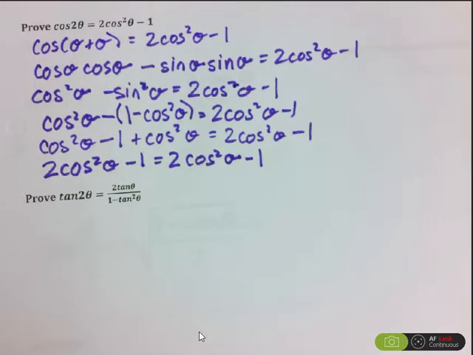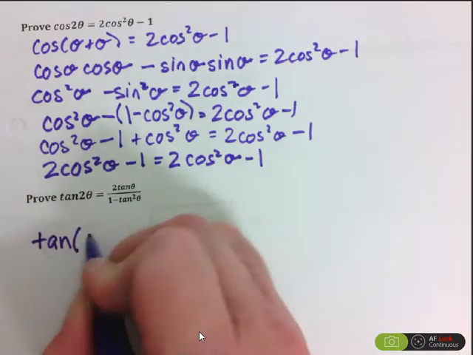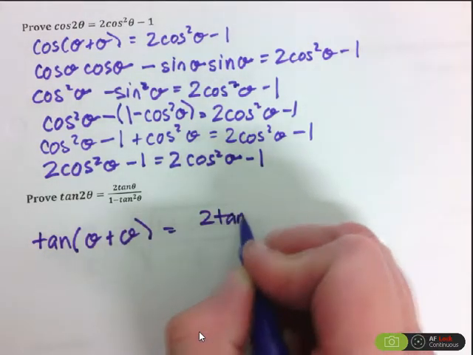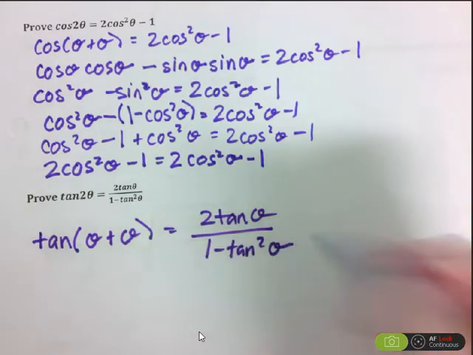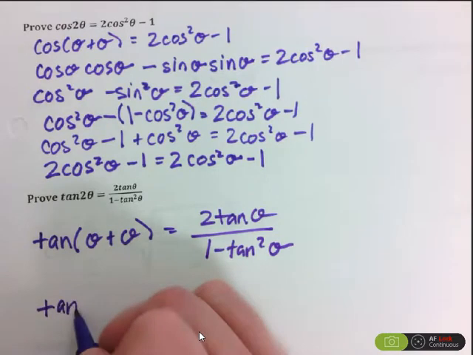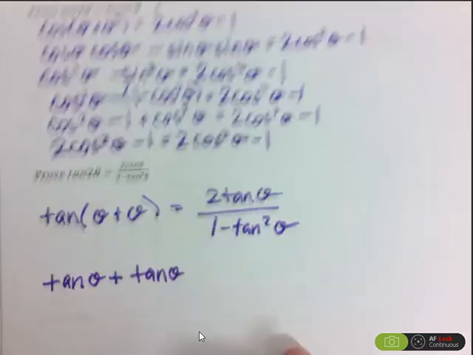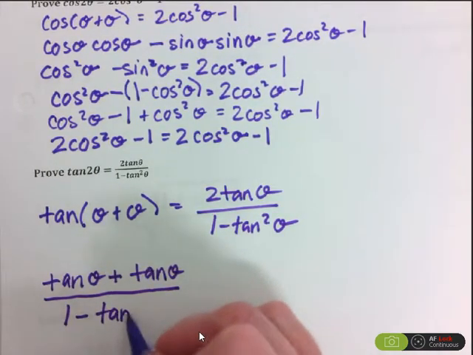All right, tan 2 theta. So we're going to change your 2 theta to theta plus theta. And then you're going to apply your tan A plus B formula, which is tan A plus tan B over 1 minus tan A tan B.